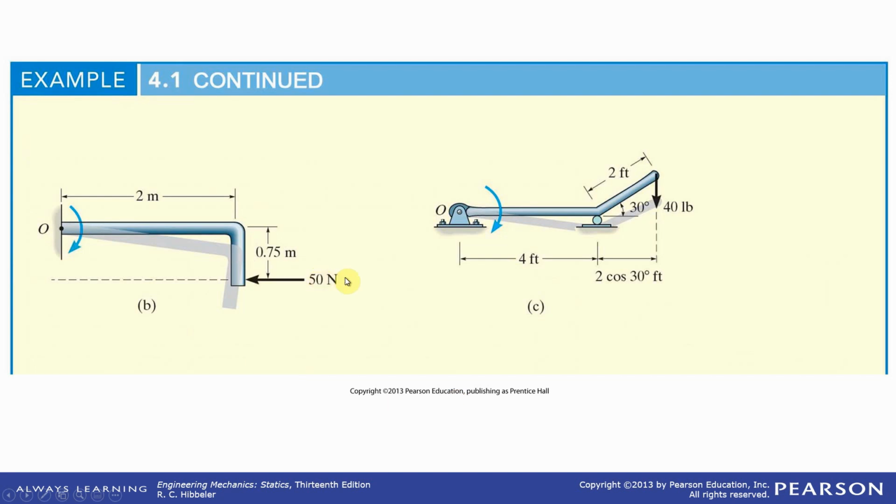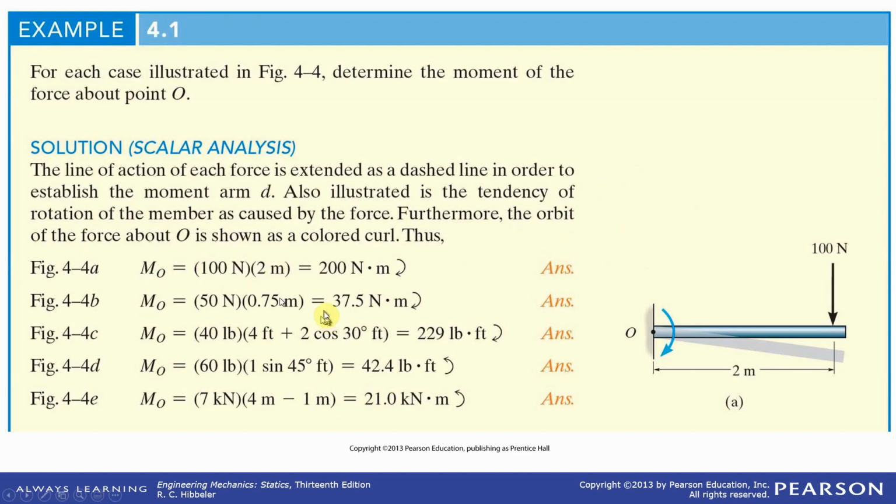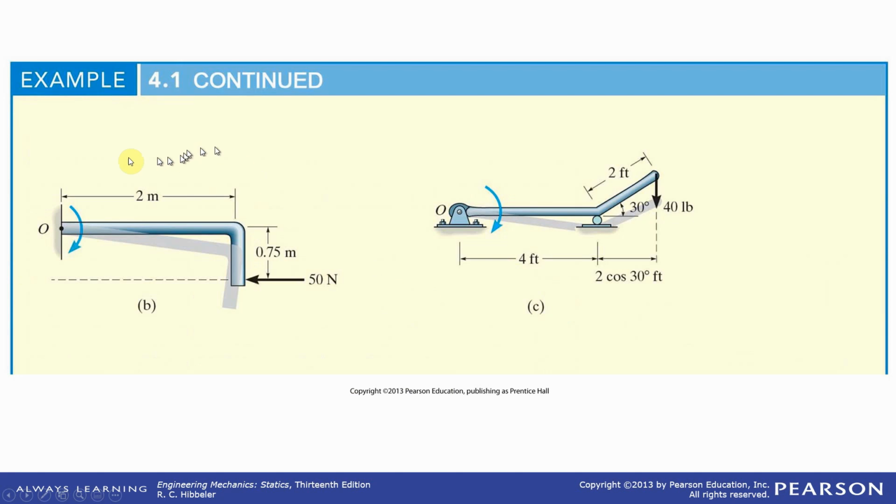Number B, the force is along this line of action, the dotted line, 0.75 meters. So it would be 37.5 Newton meters, and it would be clockwise. Let's see what it says. 37.5. This doesn't make any difference. The 50 newtons is parallel to this. No lever arm.